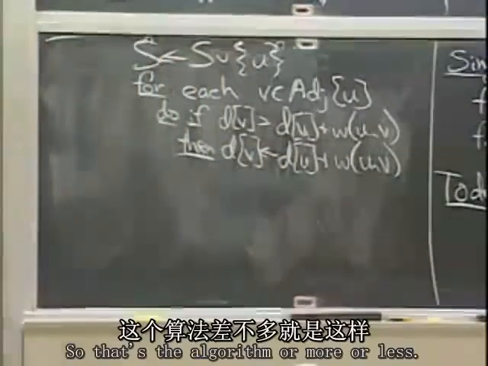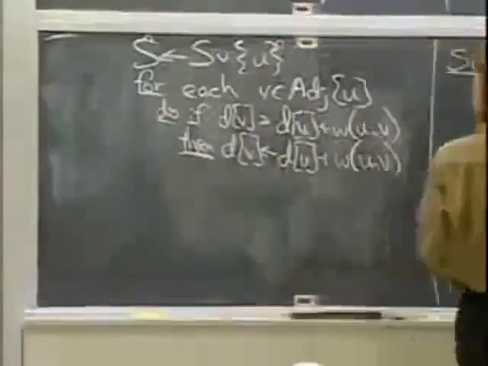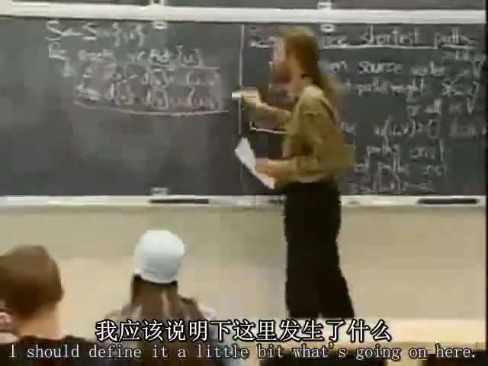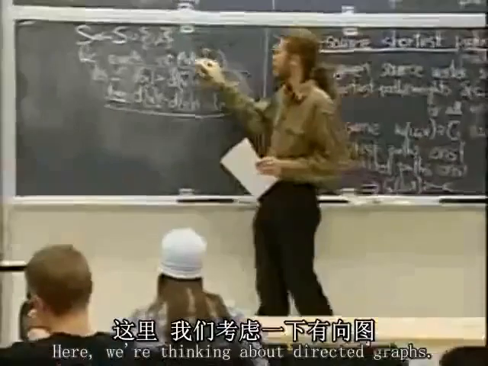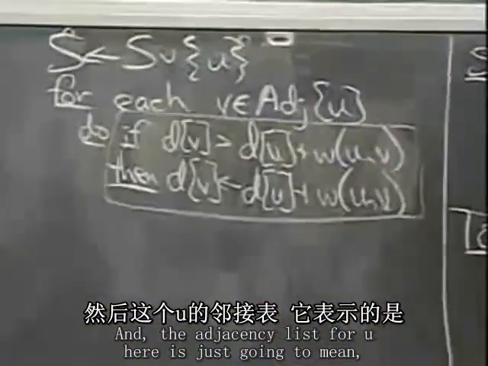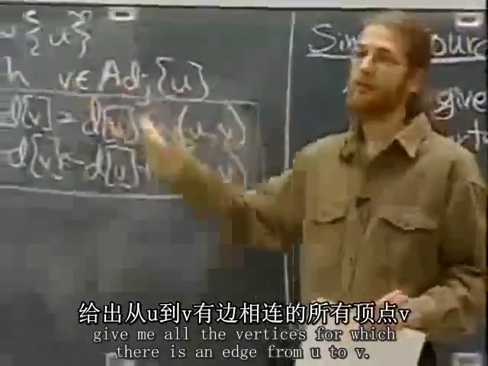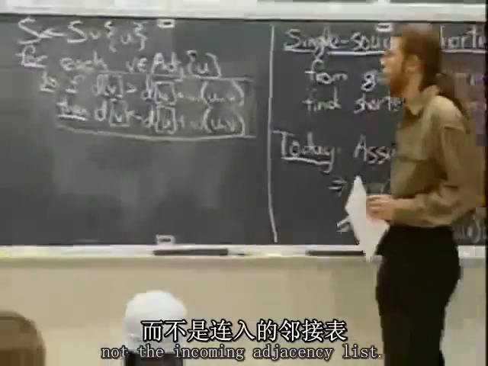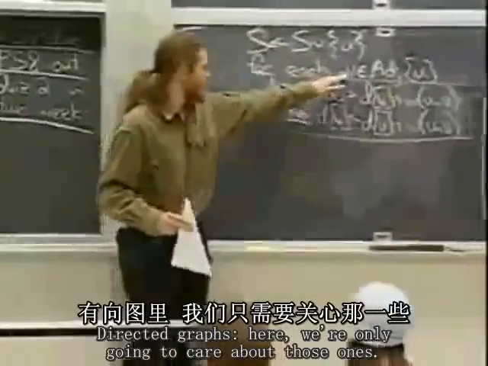So that's the algorithm, more or less. This is the key. I should define a little bit what's going on here. We talked mainly about undirected graphs last time. Here we're thinking about directed graphs, and the adjacency list for u here is just going to mean give me all the vertices for which there is an edge from u to v. So this is the outgoing adjacency list, not the incoming adjacency list. Undirected graphs, you list everything. Directed graphs, here we're only going to care about those ones.